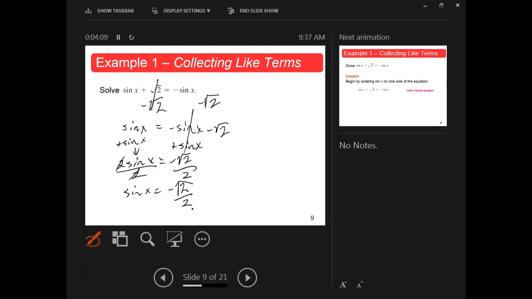I couldn't hear what you asked. Yeah, we're not doing identities. We are solving trigonometric equations. Okay? And these are conditional equations. Section 5.2 was verifying identities. This one is solving trigonometric equations. So yes, we are crossing the equal sign.